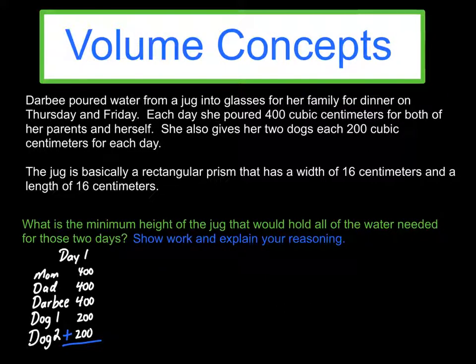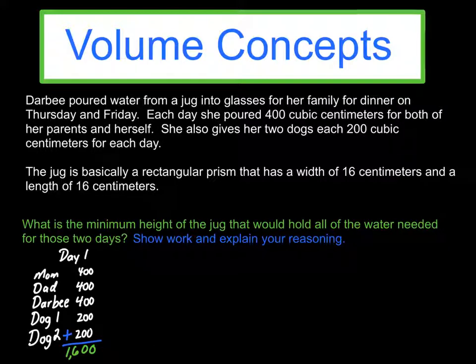So I went back and I looked, and I noticed here that Mom, Dad, and Darby will each drink 400 cubic centimeters, as mentioned right here in our question. And then she has 2 dogs, and they each drink 200 cubic centimeters. So there would be where the 200s come from. When we add these up, we get 1,600.